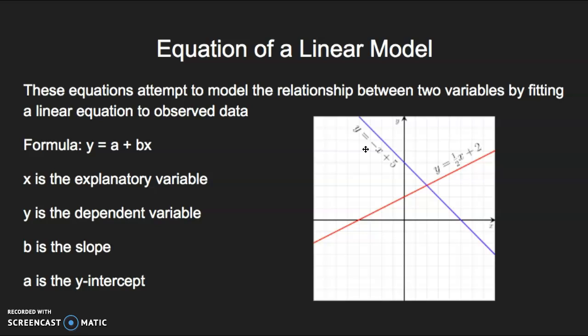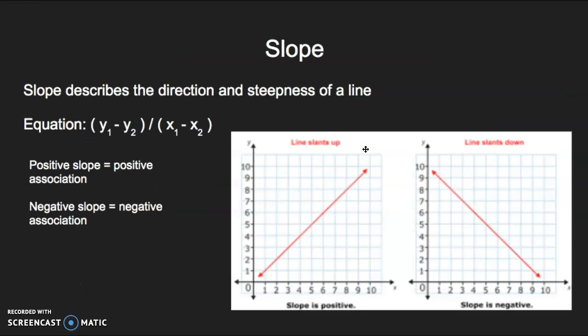And you can see in the picture to the right a couple of lines with their specific formulas sitting on top of them, so you can see what that looks like. So x would be the explanatory variable, y is the dependent variable, b is the slope, and a is the y-intercept. We'll break down slope and y-intercept in the next slides.